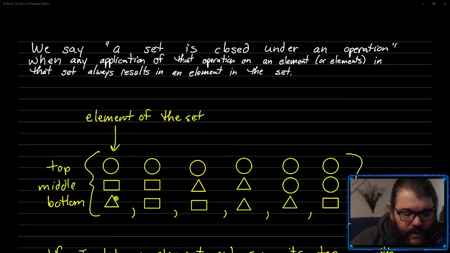Now, if you try to do the same circle operation to the bottom, it's very clear that that doesn't work for any element in the set. And you can prove that with one counterexample.